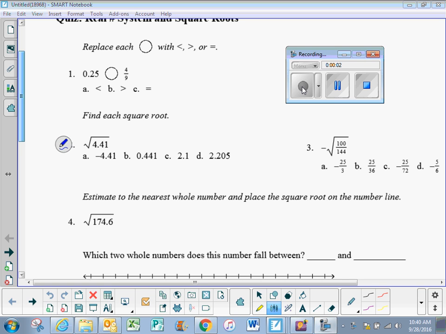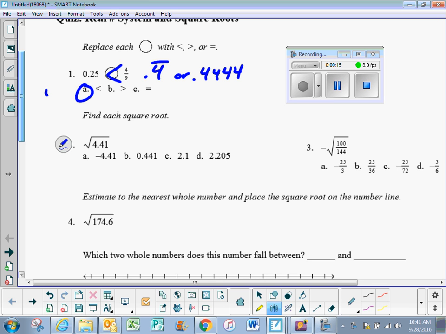So the first one, obviously 4/9, we worked on repeating decimals. That's 0.4 repeating, or 0.44444. I'd sure much rather have 44 cents than 25 cents, so 25 cents is less. If you missed that, you had a calculator.